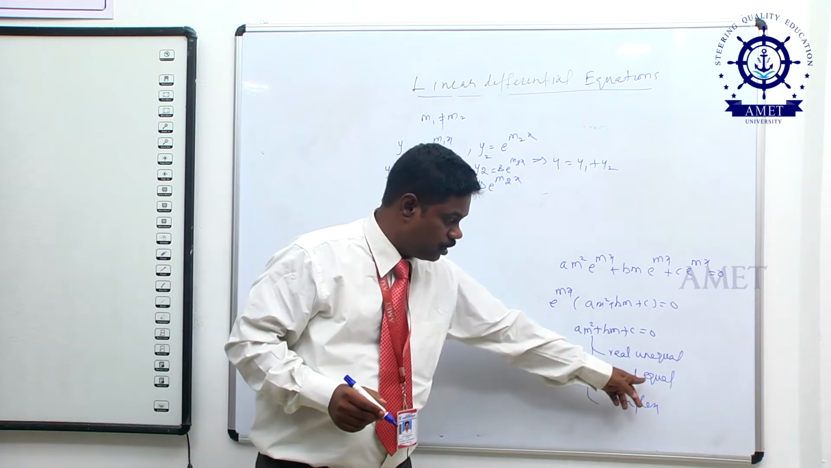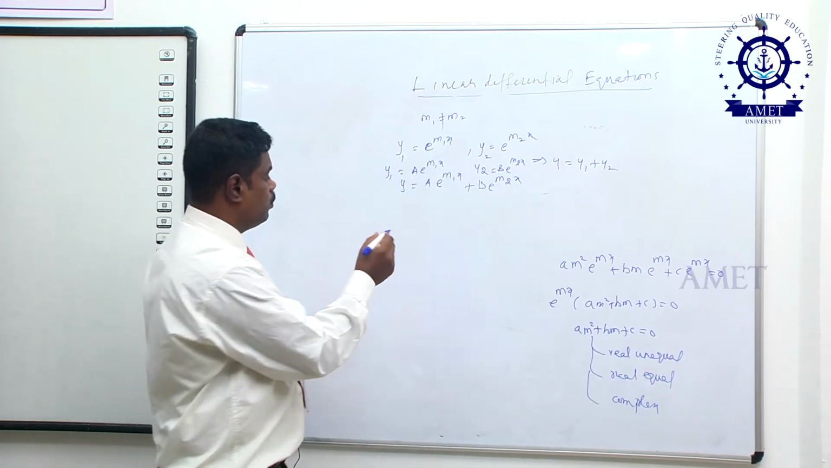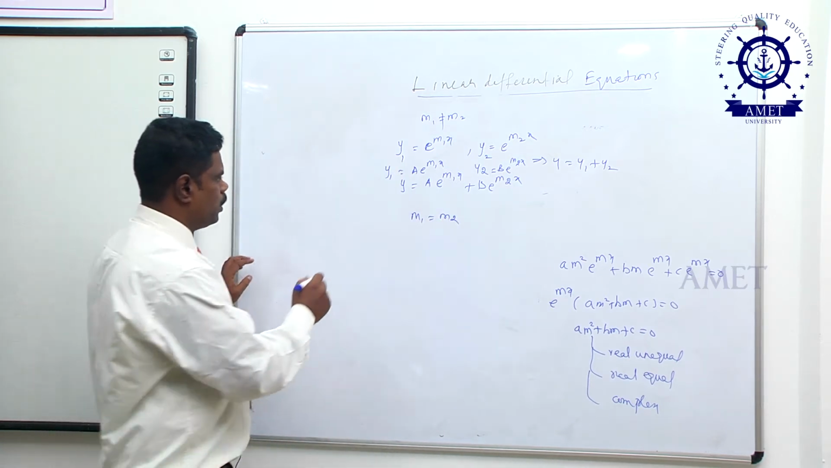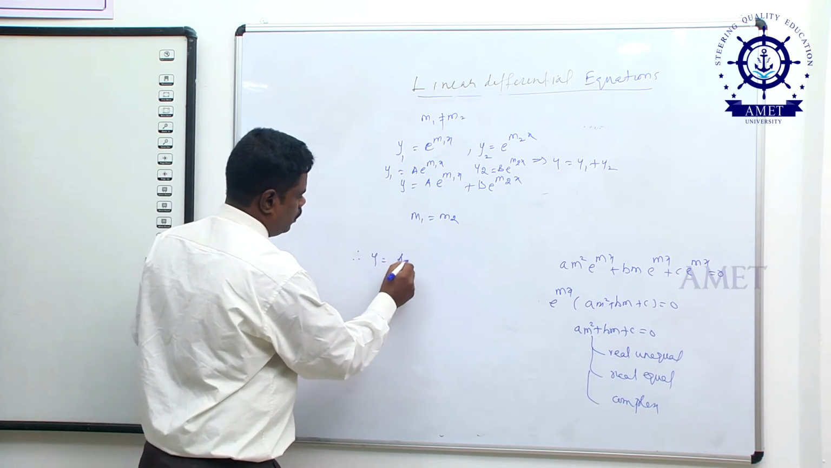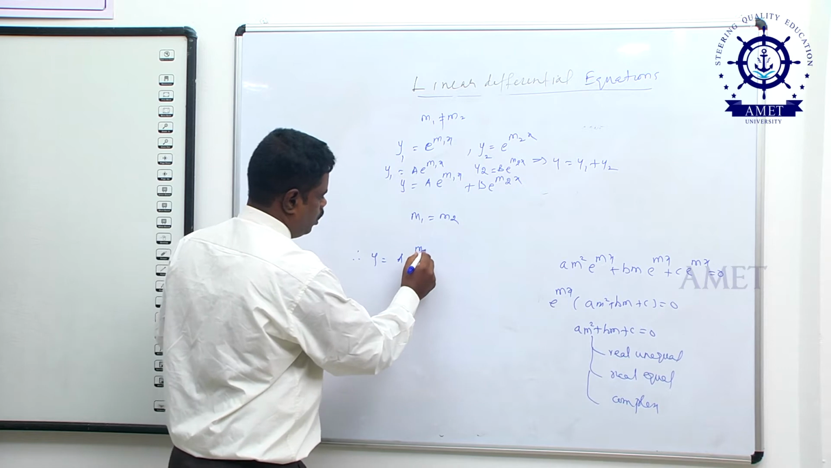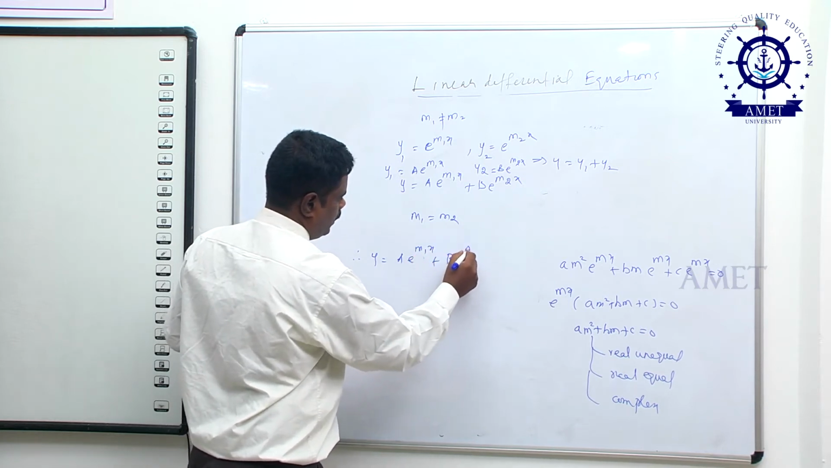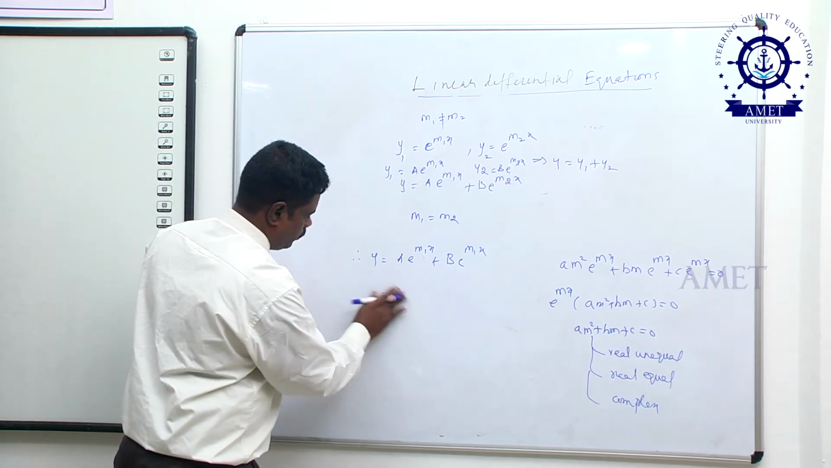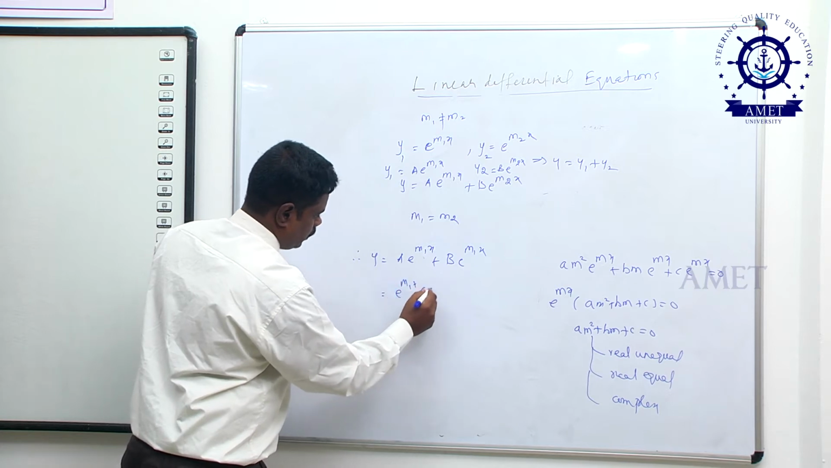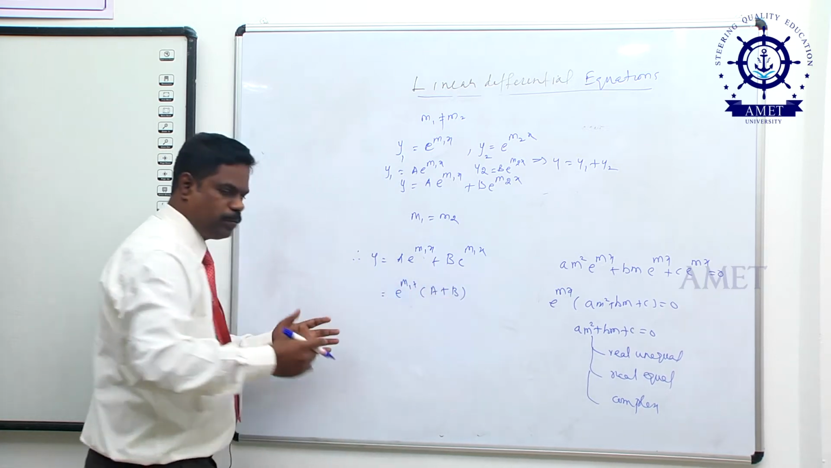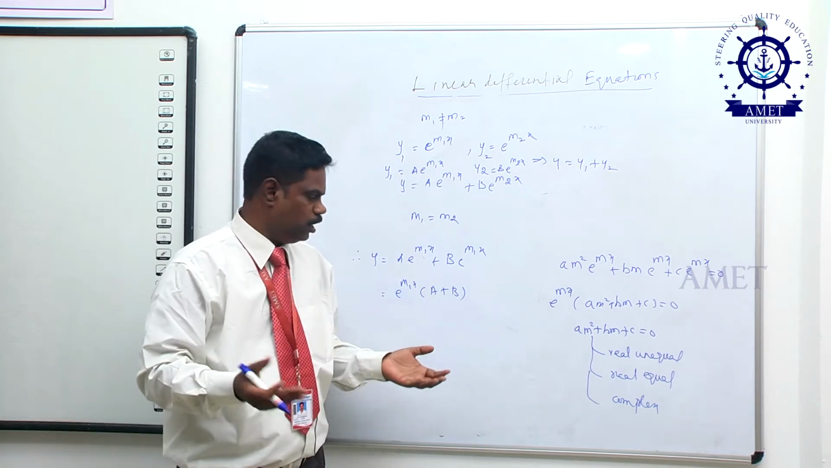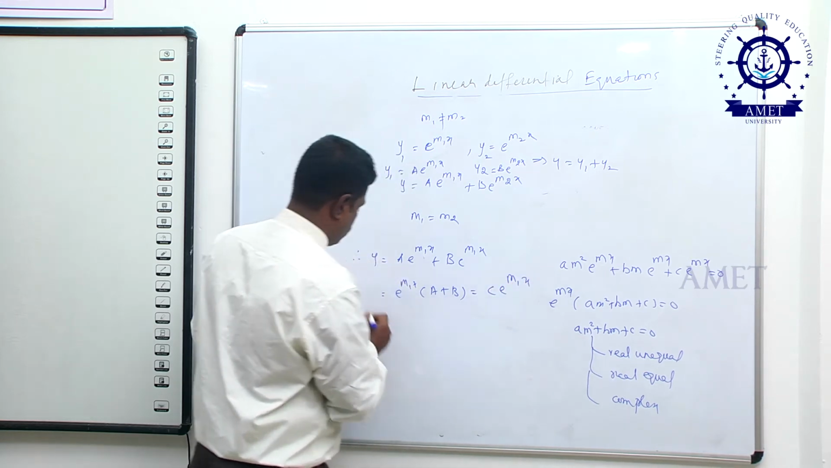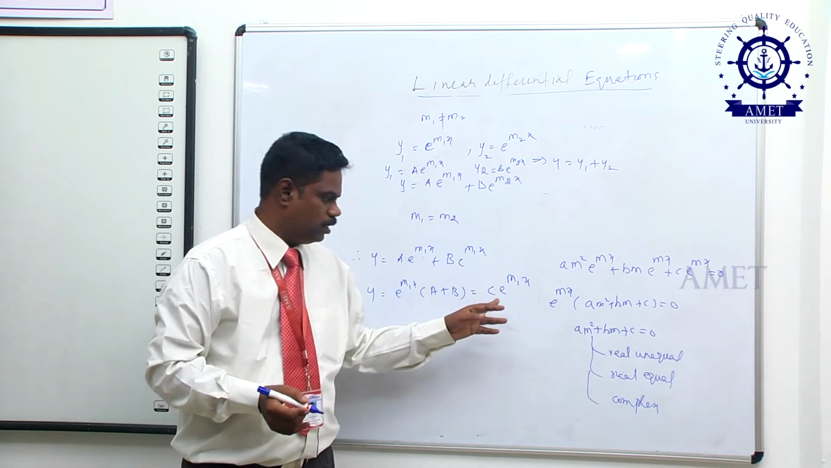The other case is real and equal. Real and equal means m1 equal to m2. Substituting m2 here, therefore y is equal to a e power m1x plus b e power m1x, the same thing, because the roots are equal. So e power m1x times (a plus b); a is an arbitrary constant, b is an arbitrary constant, a plus b is also another constant. So y is equal to c into e power m1x.